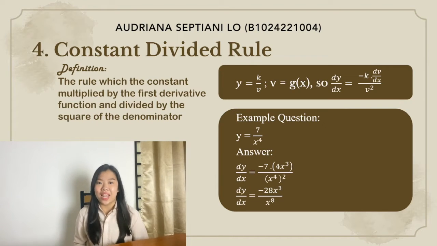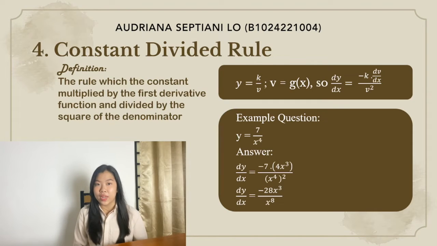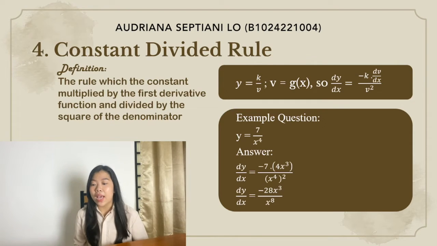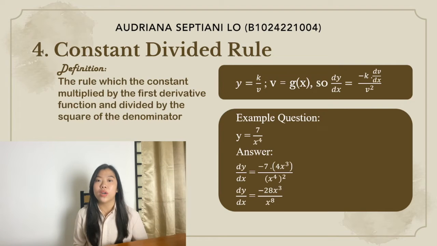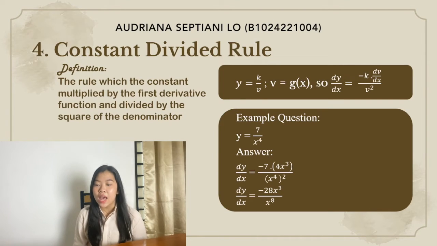So the answer is dy/dx equals minus 7 multiplied by 4x power 3 divided by x power 4 power 2. So the answer for the first derivative of 7 divided by x power 4 is minus 28x power 3 divided by x power 8.